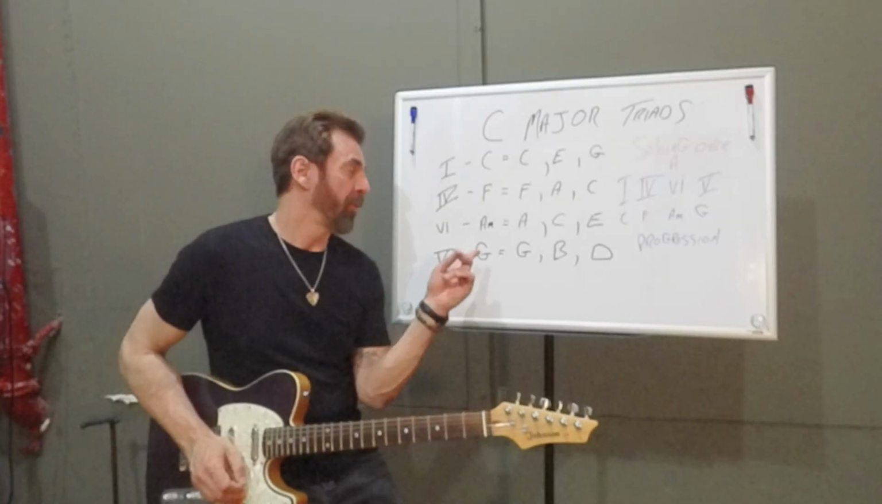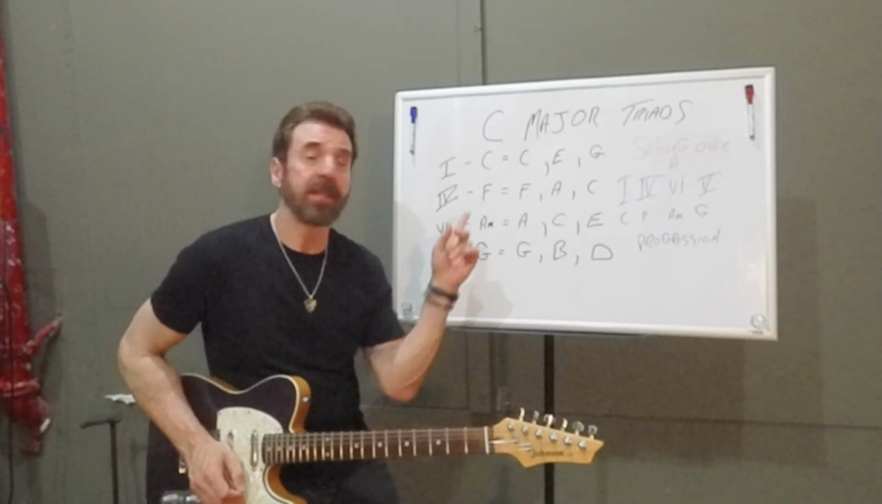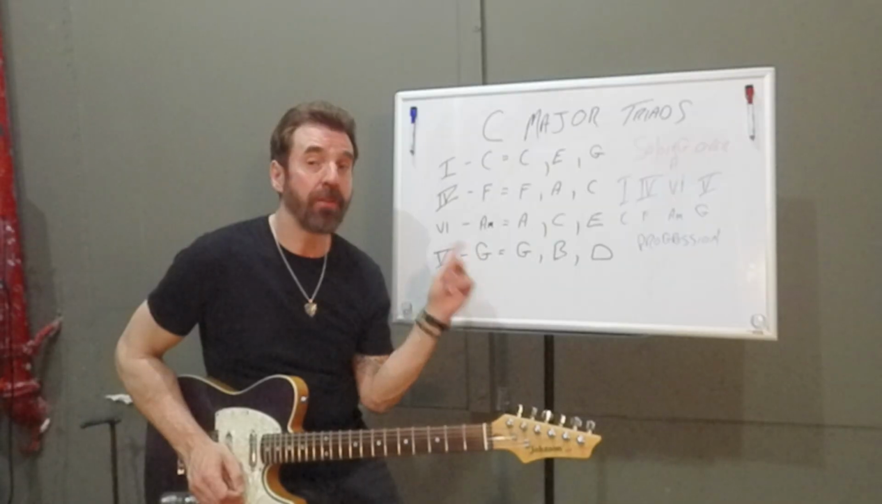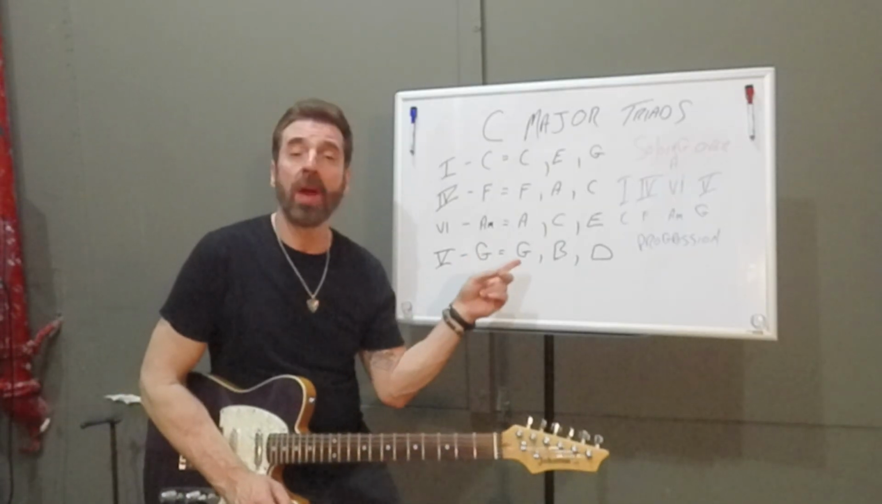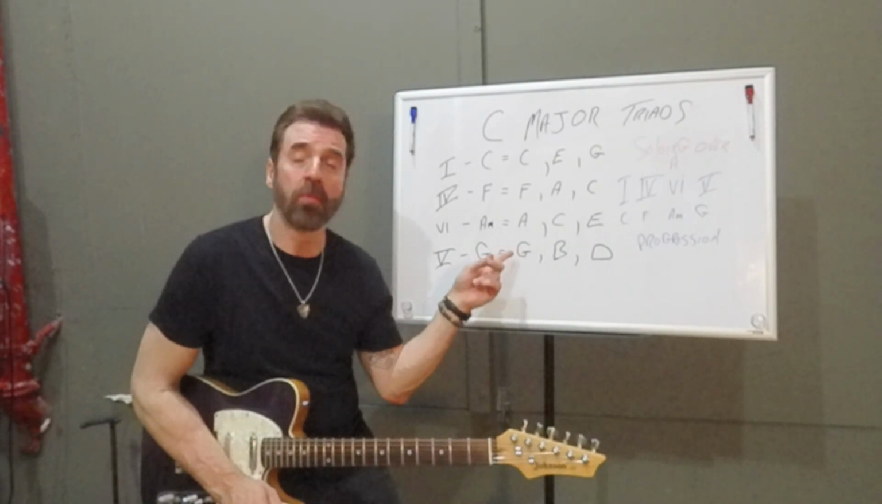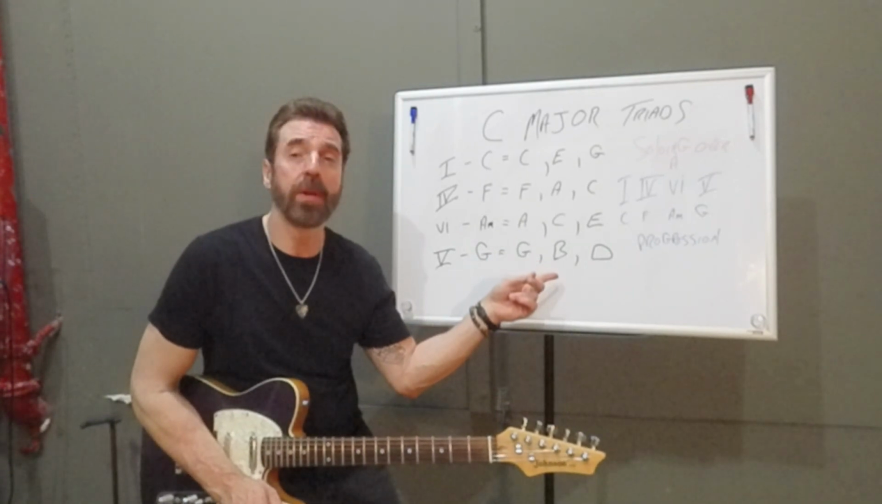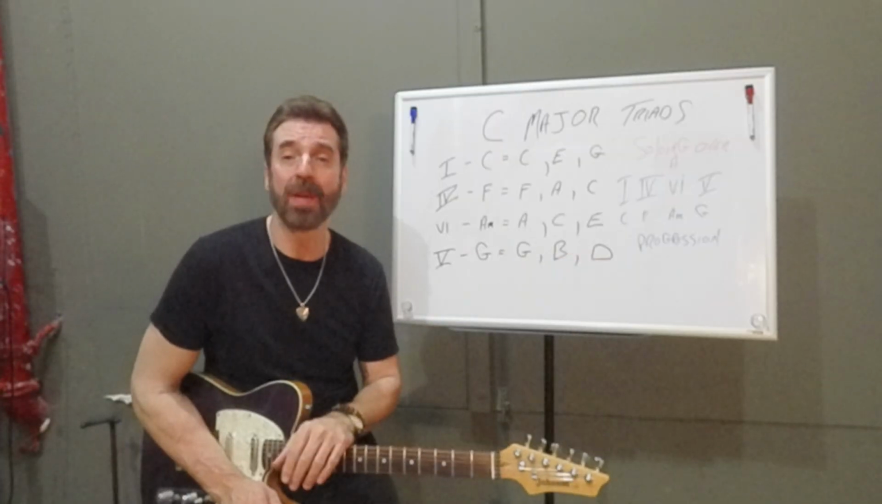So the 5 chord in C major is G. That's your 5 chord in the key of C major. Okay? So now the triad for G major: the root is G, the 3rd of the chord is B, and the 5th of the chord is D.